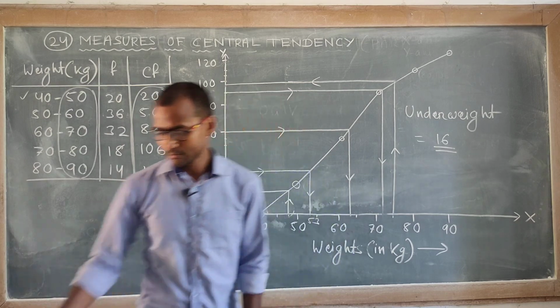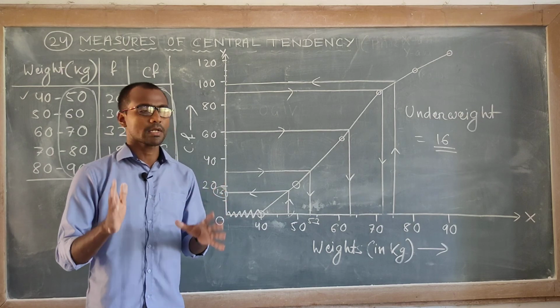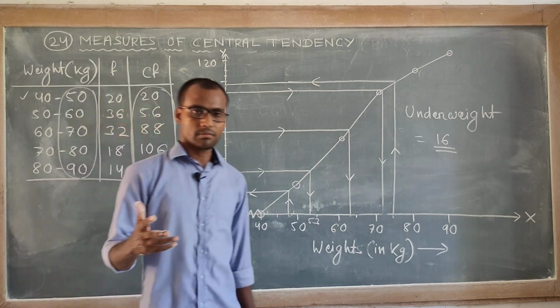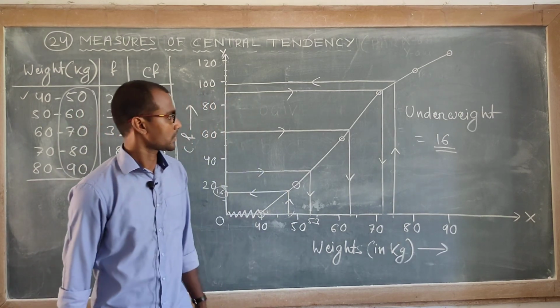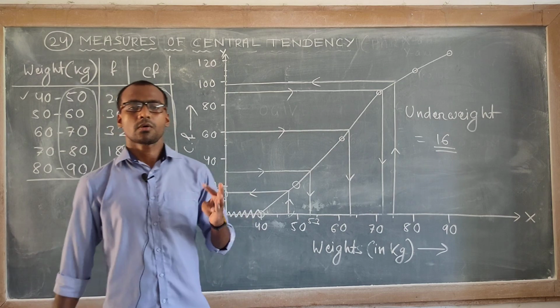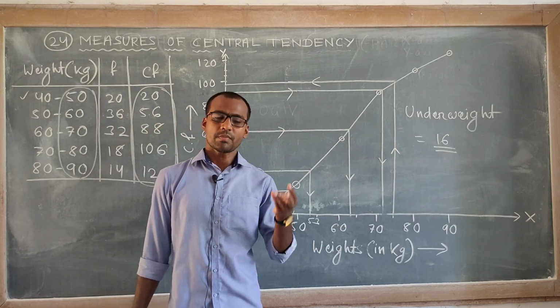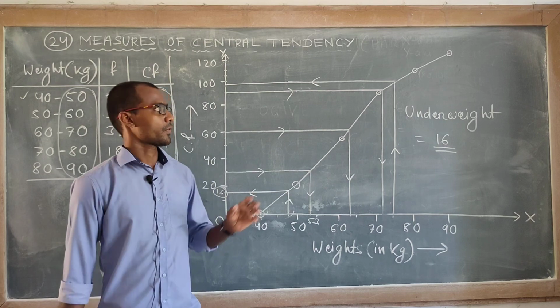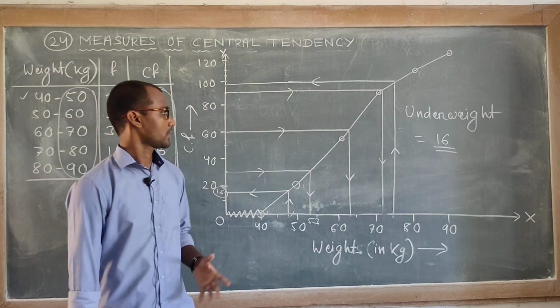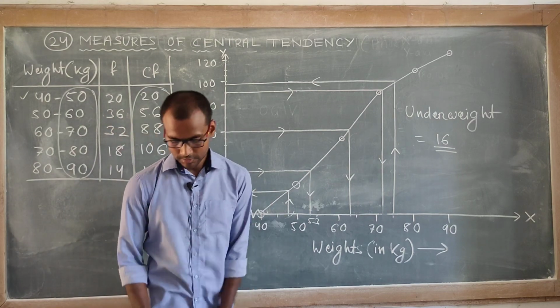So you may get a question like this in the board exam, in the pre-board exam also. So this is how to find lower quartile, upper quartile, median, interquartile range for grouped data. I hope you have understood this. Thank you for watching.